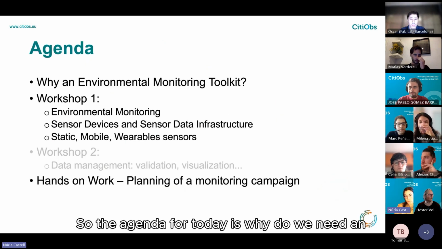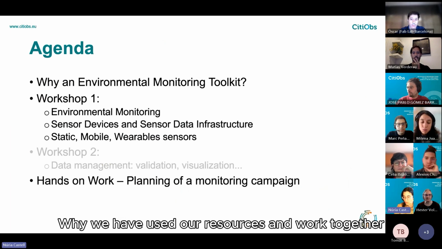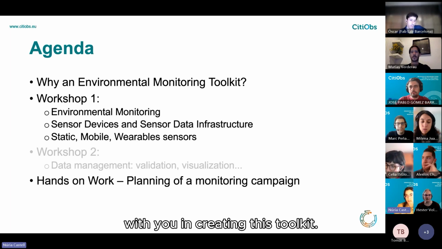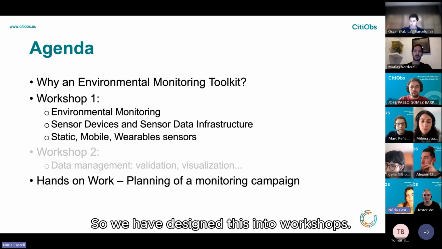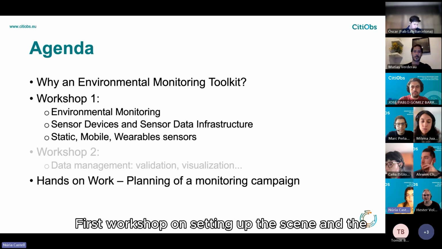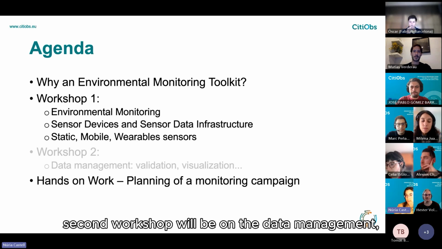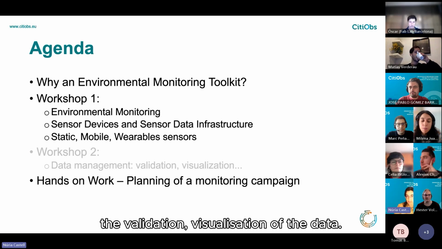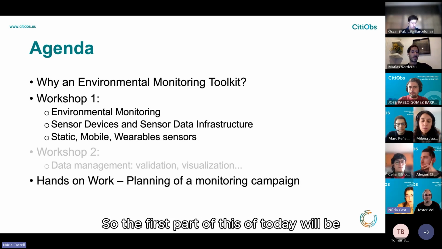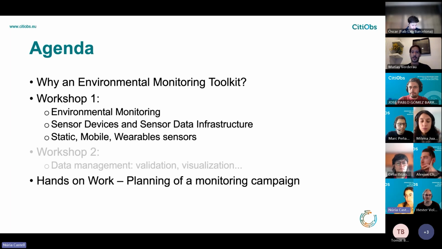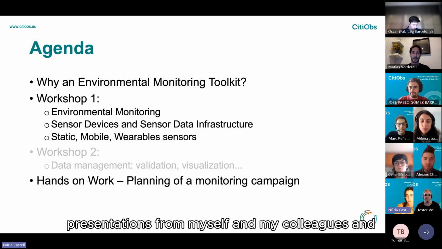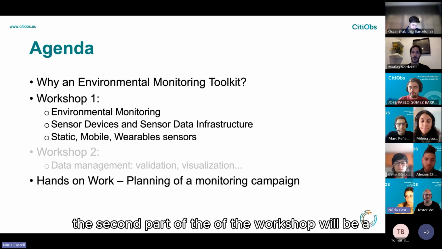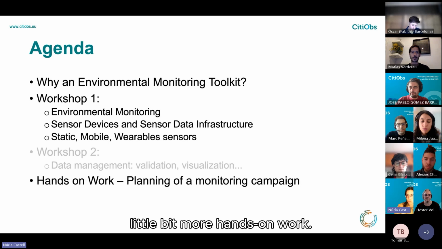So the agenda for today is: why do we need an environmental monitoring toolkit? Why we have used our resources and worked together with you in creating this toolkit. We have designed this in 2 workshops. First workshop on setting up the scene, and the second workshop will be on the data management, the validation, and visualization of the data. So the first part of today will be presentations from myself and my colleagues, and the second part of the workshop will be a little bit more hands-on work.